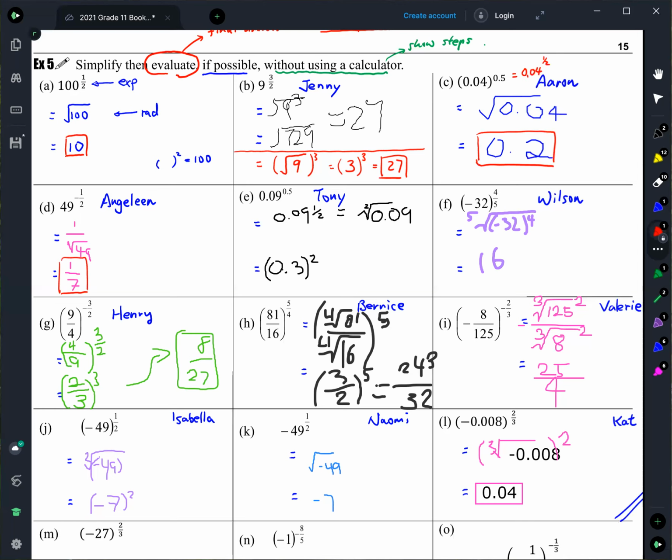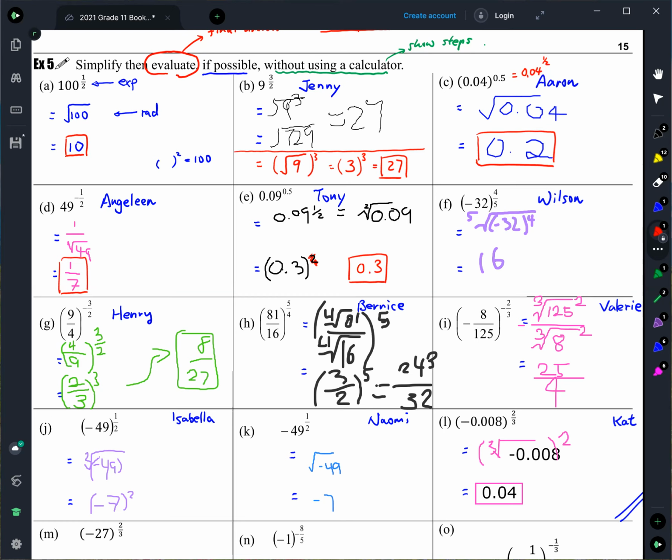So Tony did it, right? So it's 0.09 to the half, which is square root. And then when you square root the 0.09, you don't need a square anymore. So your answer is just 0.3, okay, Tony? Because you're looking for what number times itself gives you the 0.09. So that number is the 0.3.